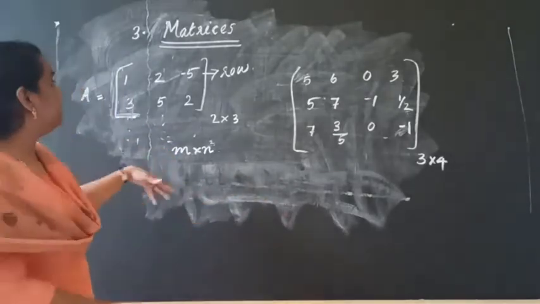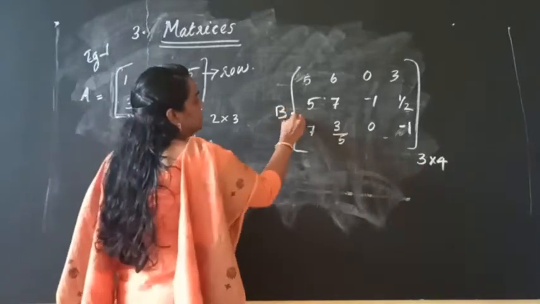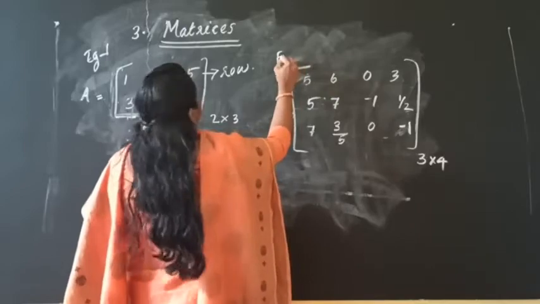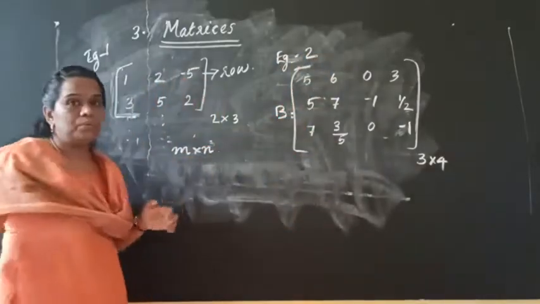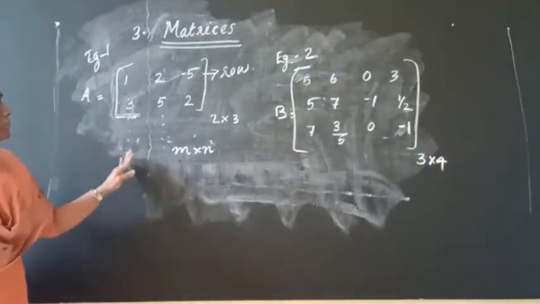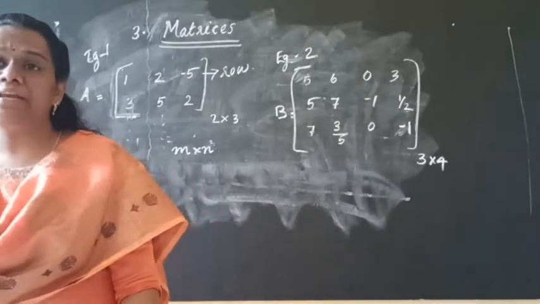So that you can write down these examples. Example 1. This is another matrix, matrix B. Write down example 2. This is example 2. Examples of matrix. Write these 2 examples. We can write any numbers.